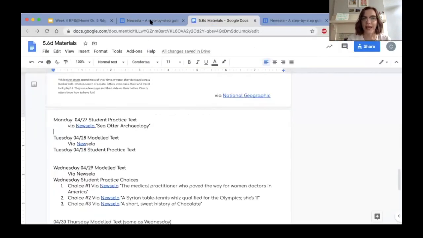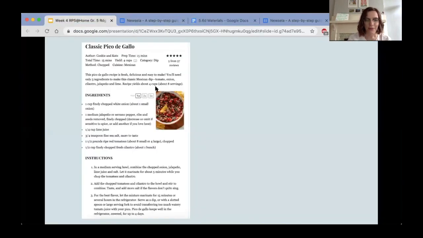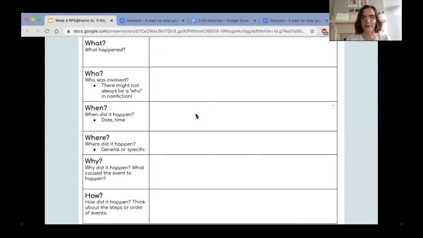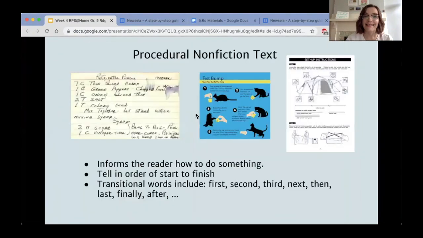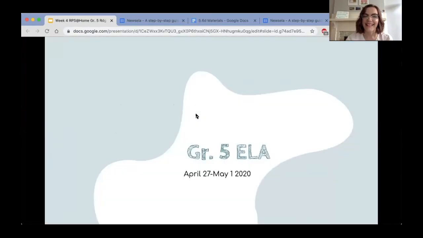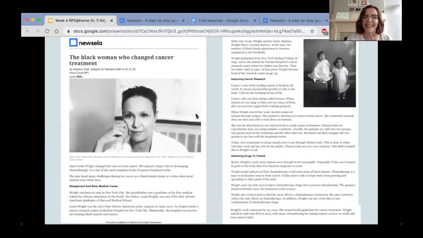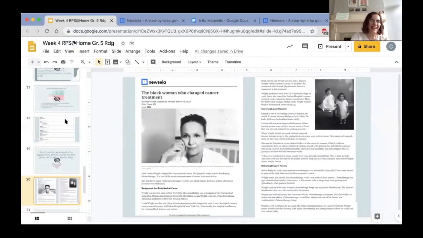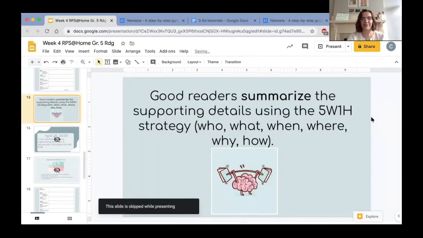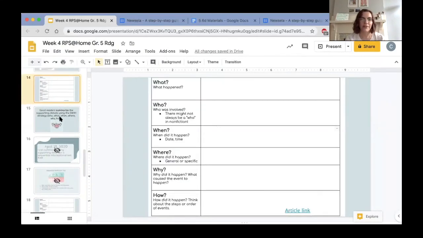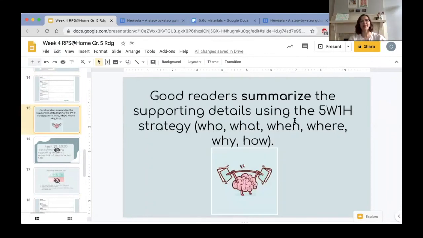Before we close out, I do want to remind you that as all good readers, of course, because you're all good readers, you know how to summarize with the supporting details using the 5 W's and your one big H.